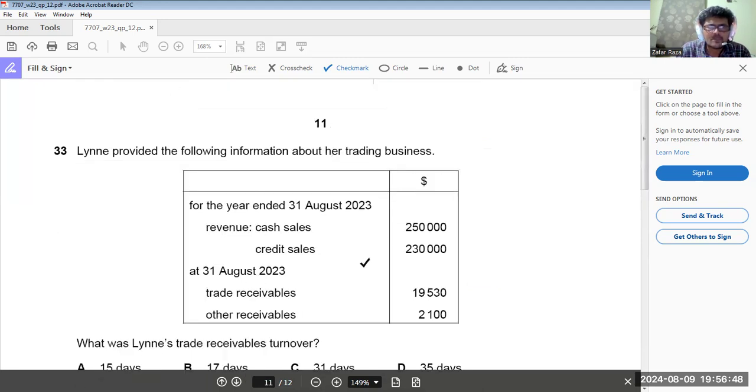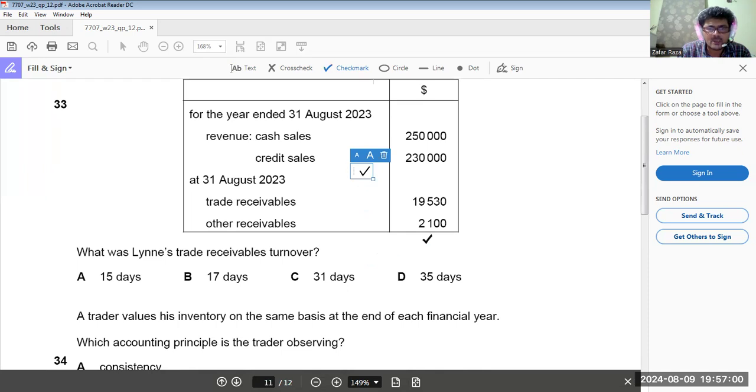Okay, come to 33. Lynn provided the following information about her trading business for the year ended 31st August 2022: revenue, cash sales, credit sales, trade receivable, other receivable. What was Lynn's trade receivable turnover? Now see, you know the formula. Trade receivable 19,530 multiplied by 365 divided by credit sales 230,000. So it's 30.99 days, so it means 31 days approximately.